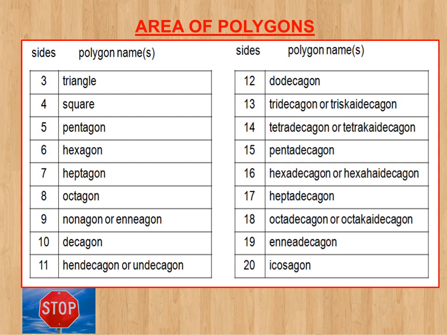For instance, an 8-sided figure will be called an octagon. A polygon that has 9 sides will be a nonagon or enneagon. 10 sides will be a decagon. 11 will be a hendecagon or undecagon, and so on.